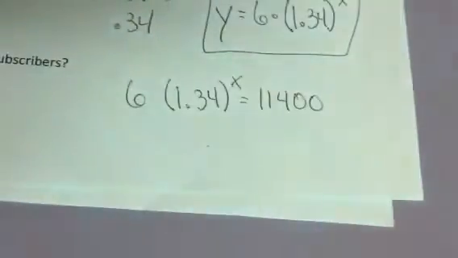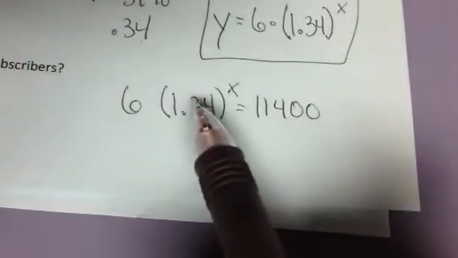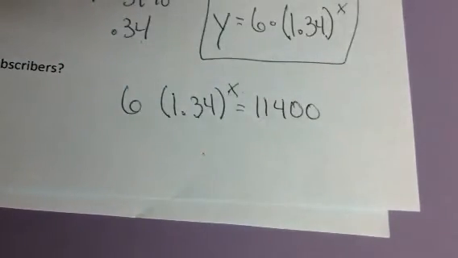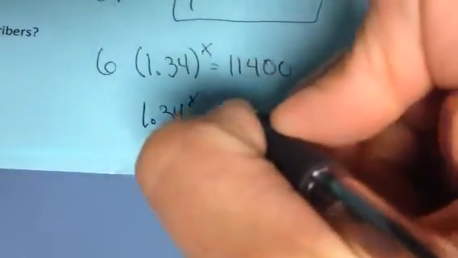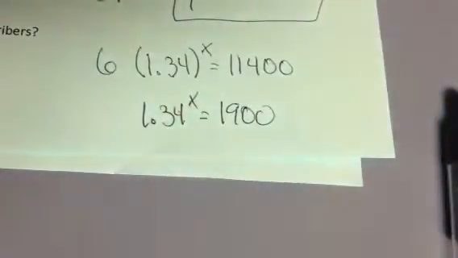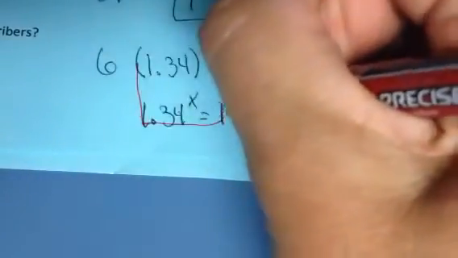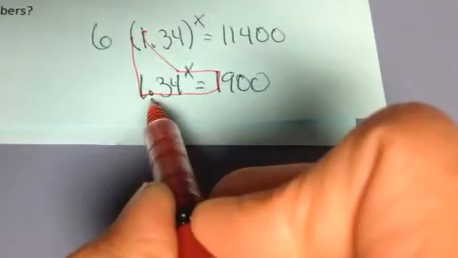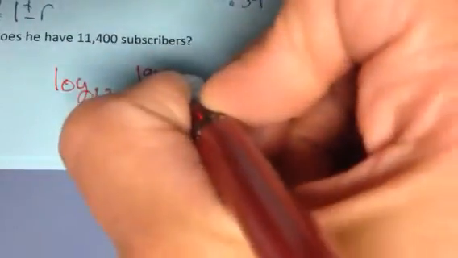So this is an exponent problem. I'll be making it into a log, but I can't until it's the base and the exponent, so we're going to move the 6 over. I'm just going to divide this by 6. And that gives me 1900. I'm ready to make my log. That wasn't a very good L. So log, putting it over here, of 1.34 and then 1900 is going to equal x.